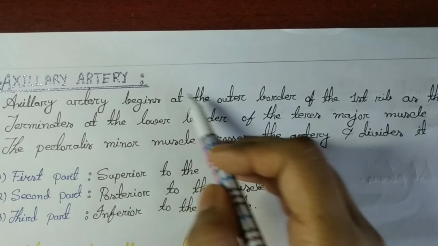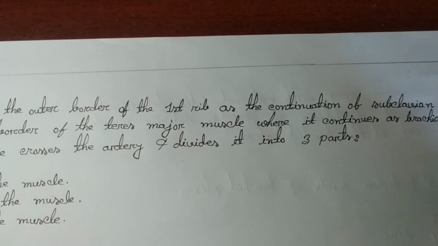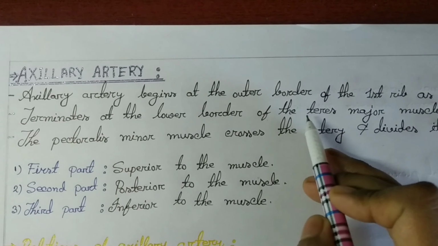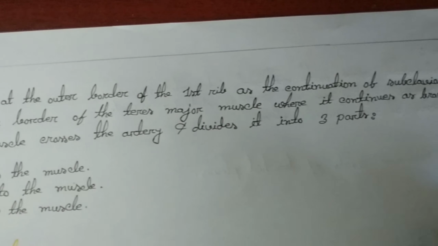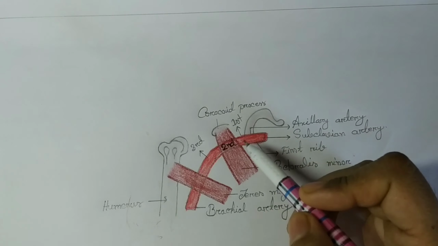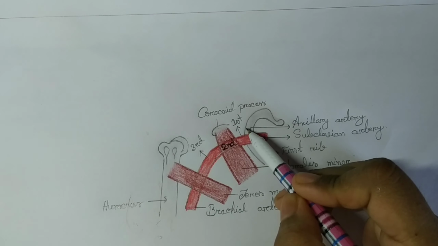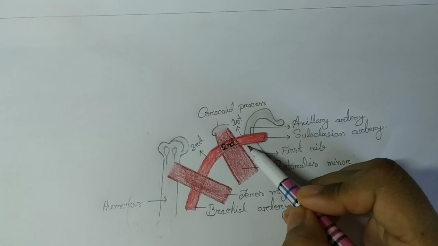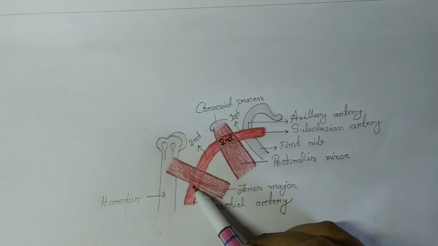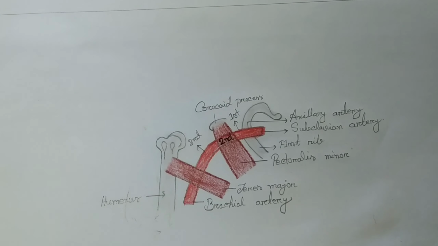Axillary artery begins at the lower border of the first rib as the continuation of the subclavian artery. It terminates at the lower border of the teres major muscle, where it continues as brachial artery. We can see in this diagram, this is the axillary artery. It begins at the outer border of the first rib as the continuation of the subclavian artery, and it terminates at the lower border of the teres major muscle, and then it continues as the brachial artery.